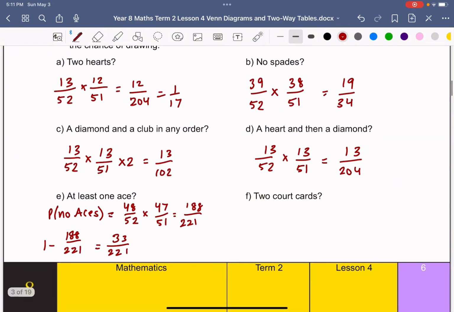Now 2 court cards. There are 12 court cards out of my 52. Once I've picked one, I have 11 left in my remaining 51 cards, which gives me 11 out of 221.